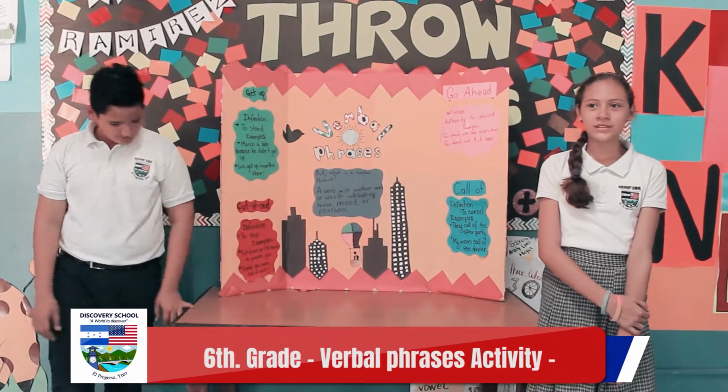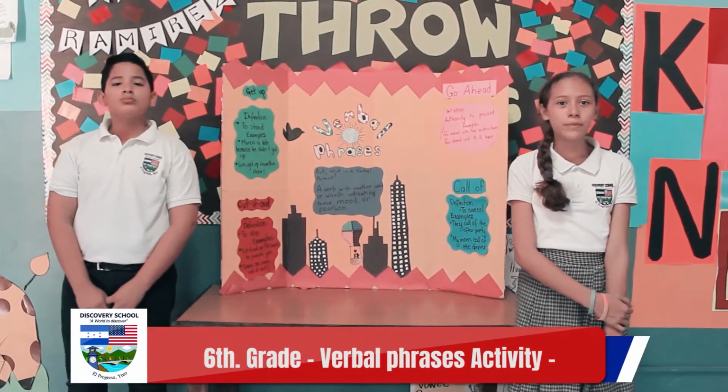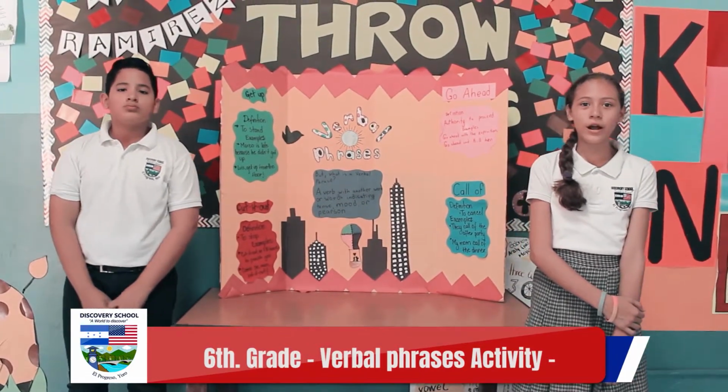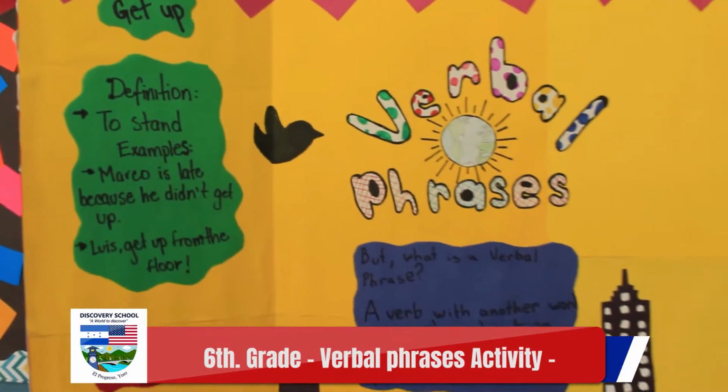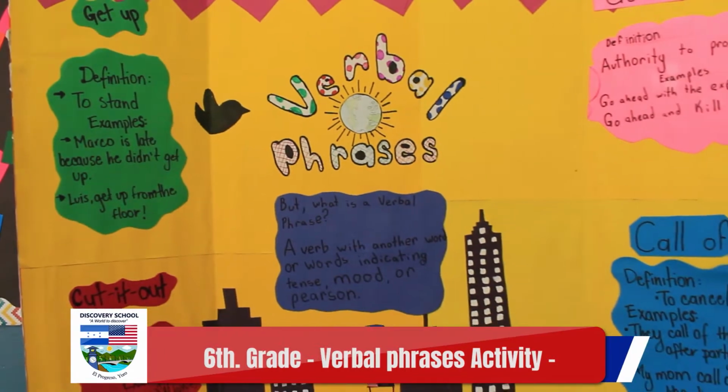A verbal phrase or a verb phrase is a verb put together with an adverb or a preposition and changes the actual meaning of the verb. Here we got some examples.